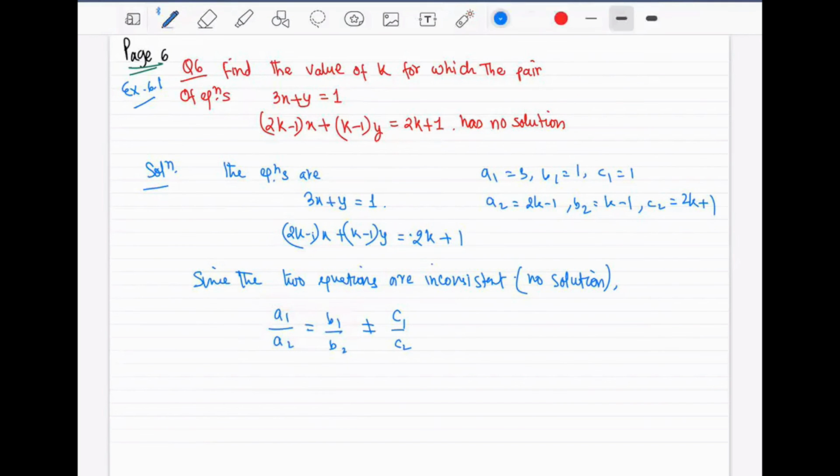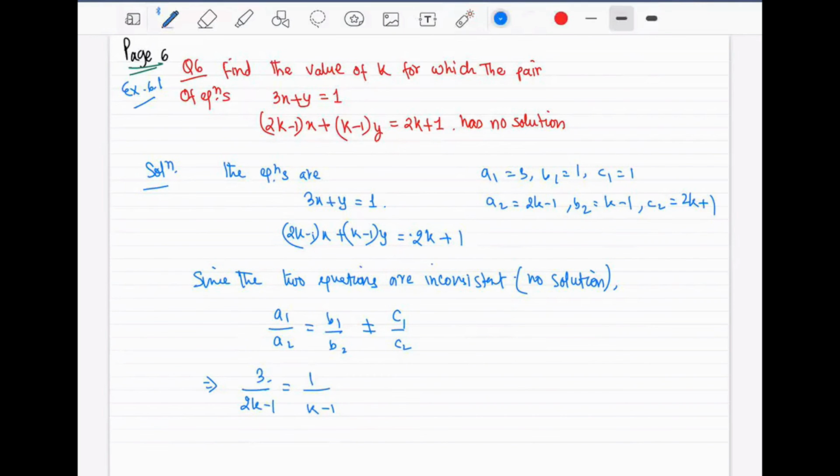Okay, write it down. A1 by A2, how much is it? A1 is 3, A2 is 2K minus 1, is equal to B1, which is 1, B2 is K minus 1. Here, A1 is right here, then A2, 2K minus 1. B1 by B2, B1 is this one, B2 is K minus 1. So I'm writing it right. What do we want? We want the value of K according to the question. So just do cross multiplication.